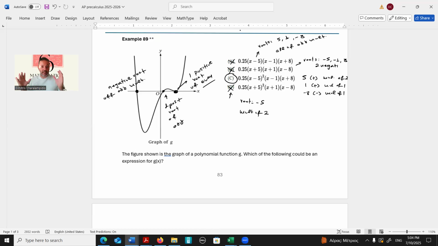Again, just keep in your head the fundamental theorem of algebra. If we have a polynomial of n degree, then the sum of the multiplicities, not the sum of its roots, the sum of the multiplicities of its roots should always add up to that polynomial's degree. That was all. I hope I made things more clear.